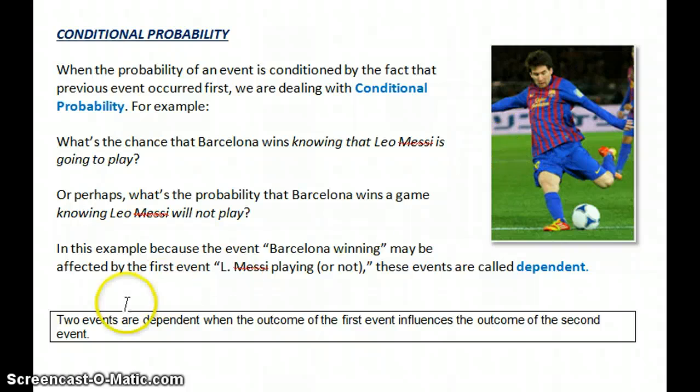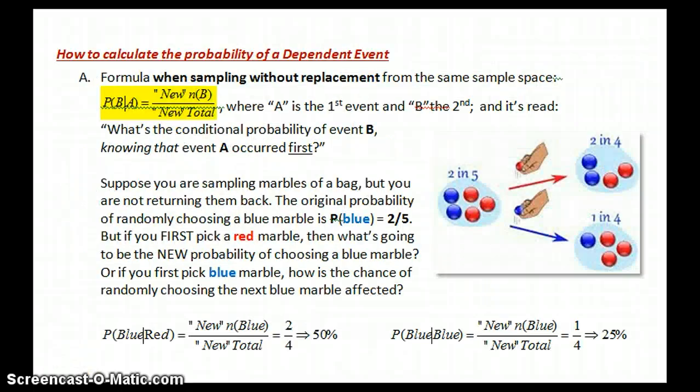See, the probability that Barcelona wins definitely gets affected by whether this amazing guy will play or not. So in this example, because the event of Barcelona winning may be affected by the first event, which is Lionel Messi playing or not, these two events are called dependent events. So here's the bottom line. Two events are dependent when the outcome of the first event influences the outcome of the second event. We can use conditional probability to calculate the chance of a dependent event to occur, when, for example, we are sampling without replacement.